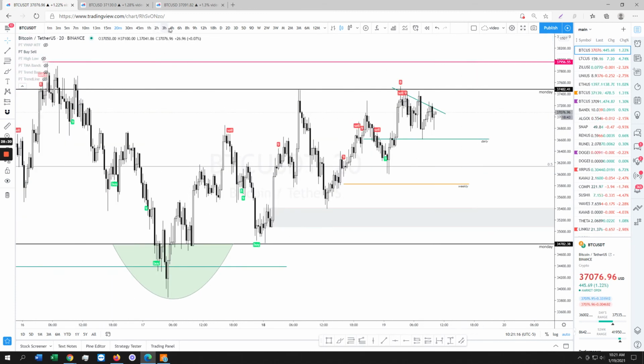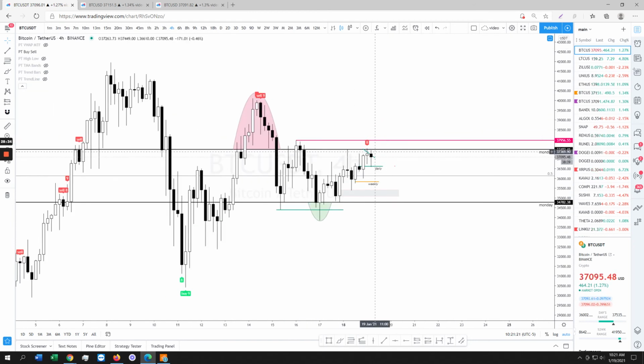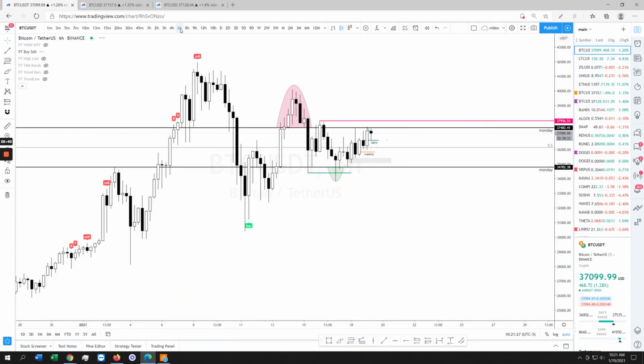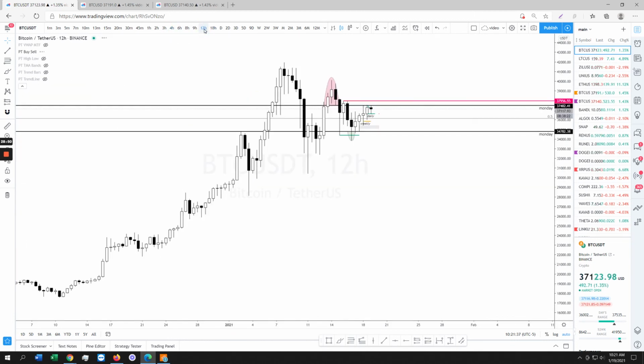Four hour. Oh, we're in a 4 hour 9 possibly? A possible 4 hour 9? No, I don't think we are. 6 hour, nothing. 3 hour, sell and a buy. This thing should go up, man. This thing should go up.